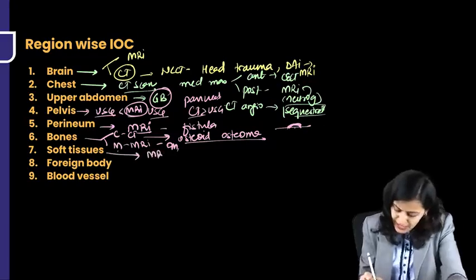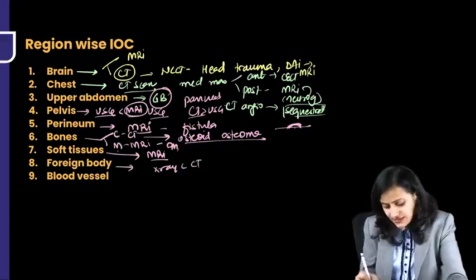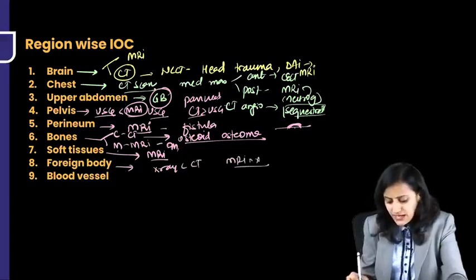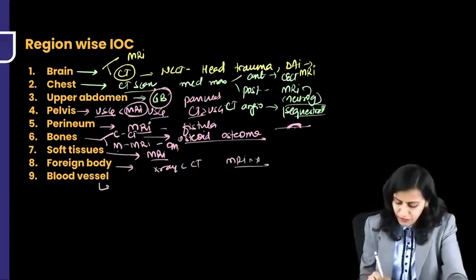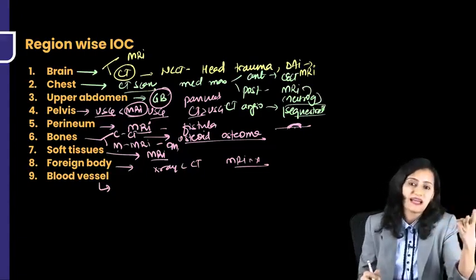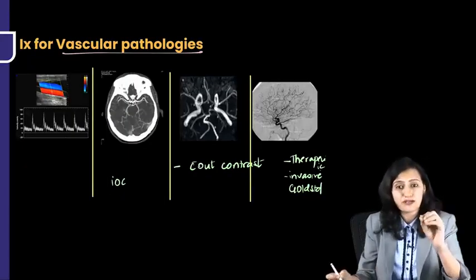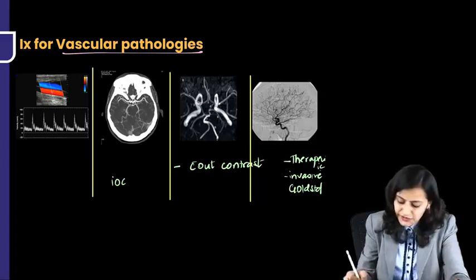For soft tissues, again it is MRI. For foreign body, first is X-ray, better than that is CT. Do not do MRI in metallic foreign body. For blood vessels, we said it is Doppler, CT angio, MR angio and DSA. So let's have a look at the investigation for various vascular pathologies, that is the various angiographies here.